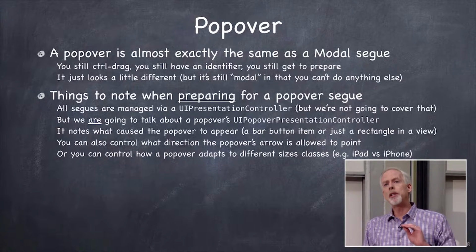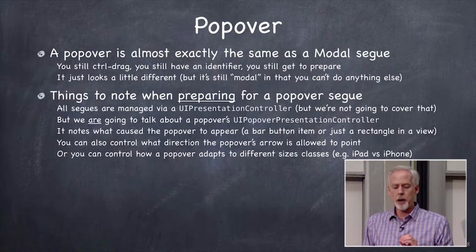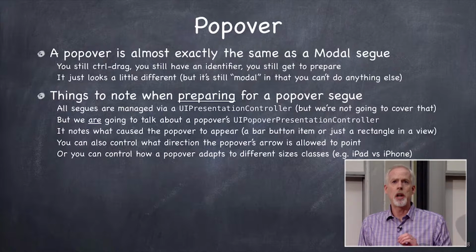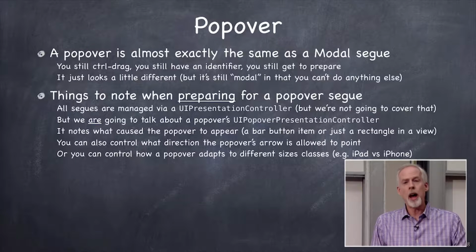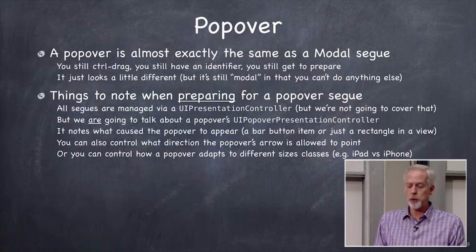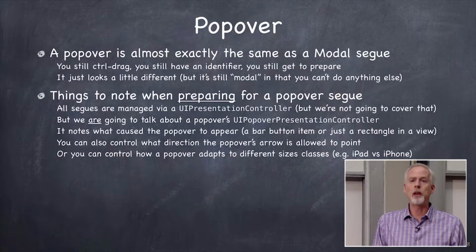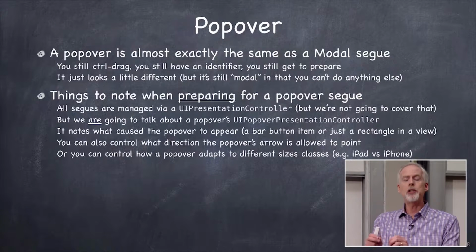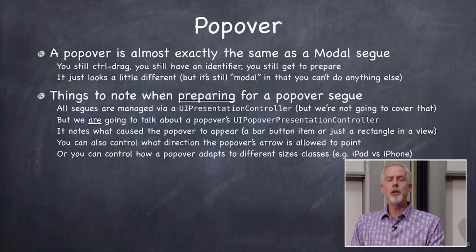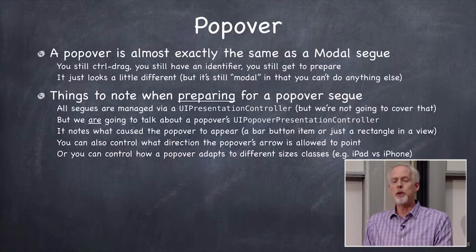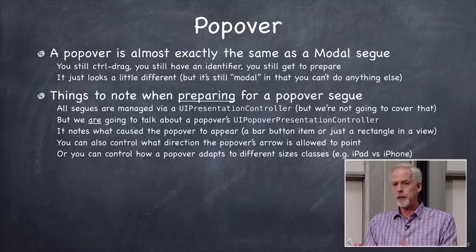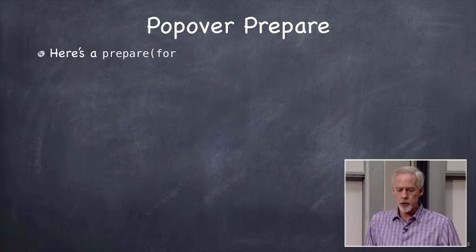And the way you do all this is through a mechanism that's built into iOS called presentation controllers. All segues are managed by what's called a presentation controller, which I'm not going to talk about at all. However, the popover's controller, which is called UIPopoverPresentationController, is the place you want to reach into when you're preparing to do these things: set where the little arrow points, do anything with the adapting mechanism, etc. So let's look at what that looks like.